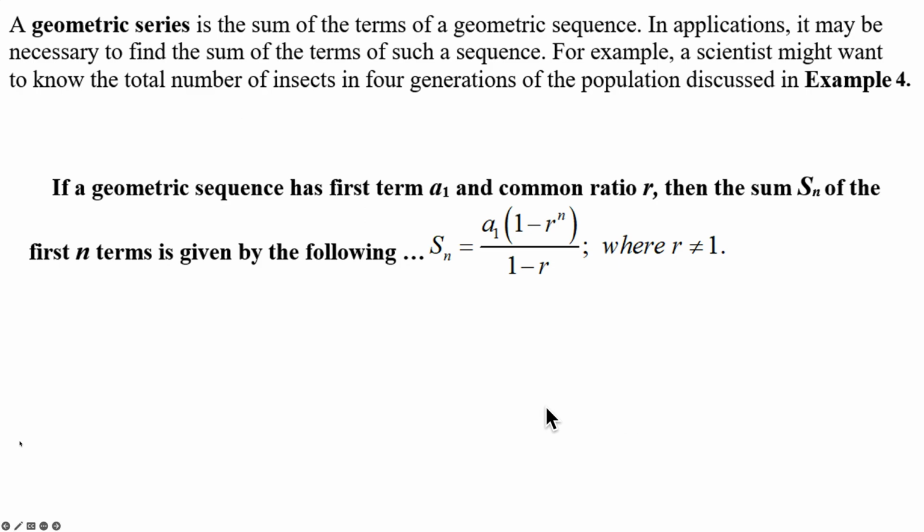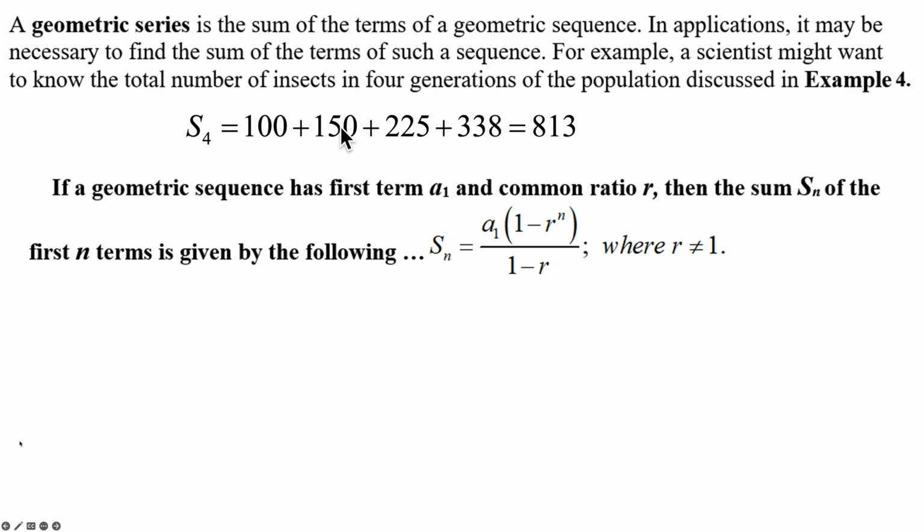A geometric series is the sum of the terms of a geometric sequence. In applications, it may be necessary to find the sum of the terms of such a sequence. For example, a scientist might want to know the total number of insects in 4 generations of the population discussed in example 4. So that would be the partial sum of 4 terms of a geometric sequence.